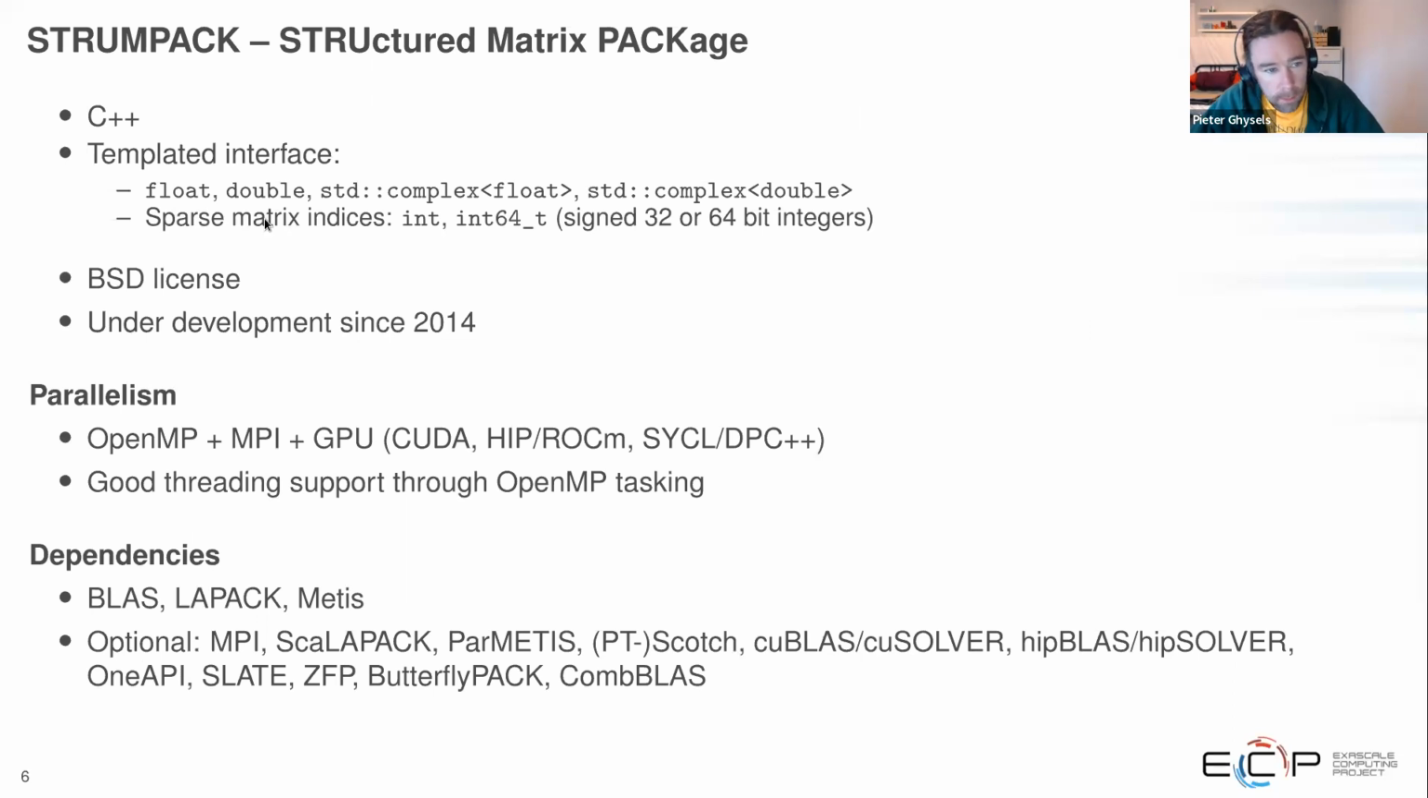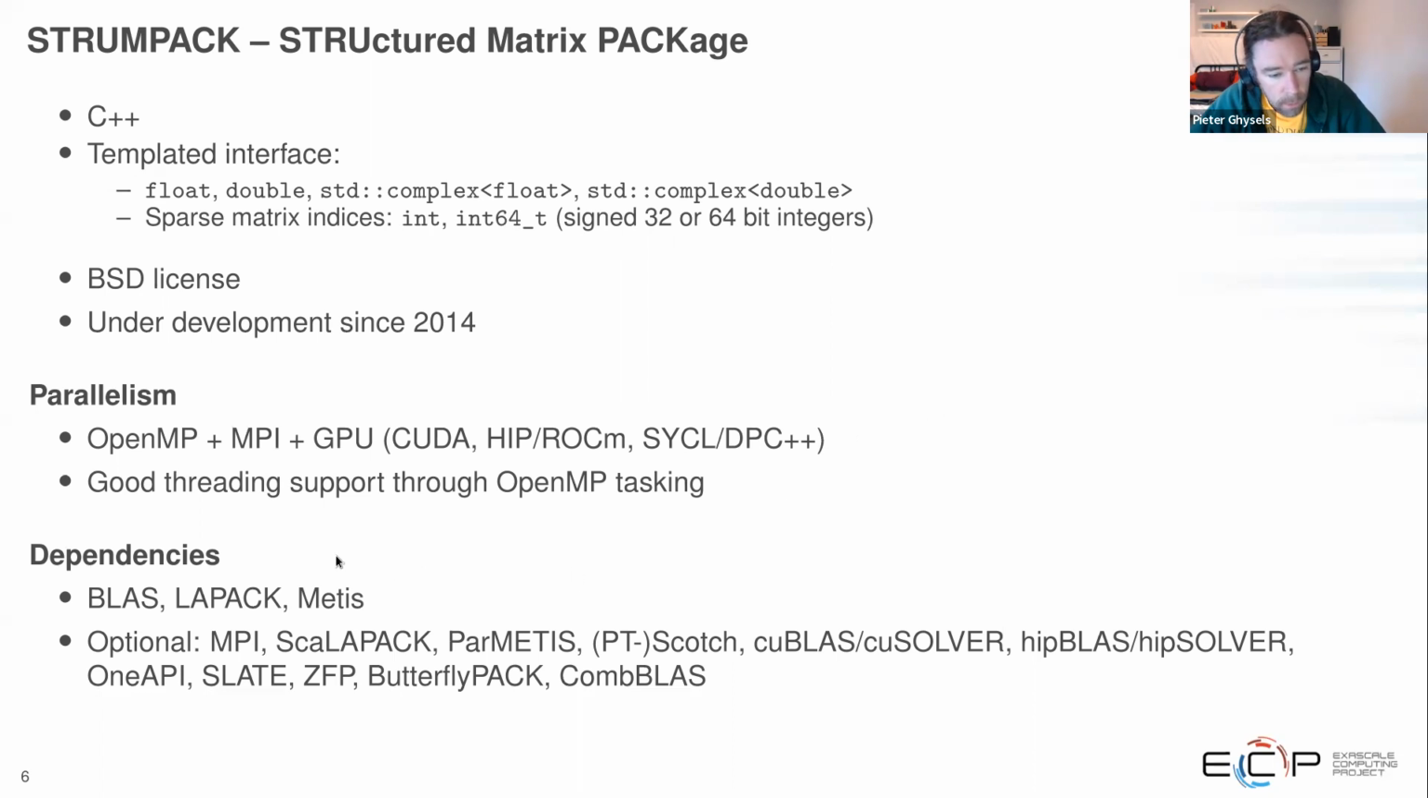So STRUMPACK is written in C++. It has templated interfaces for the 4 different standard precisions: single and double precision, and single and double complex precision. And typically you can specify these 2 template parameters. One is the scalar precision, and the other is the integer size. So this can be 32 or 64-bit integer, but they have to be signed. So these are the integers that will be used, for instance, to specify a sparse matrix in the compressed sparse row format. And it's released using the BSD license.